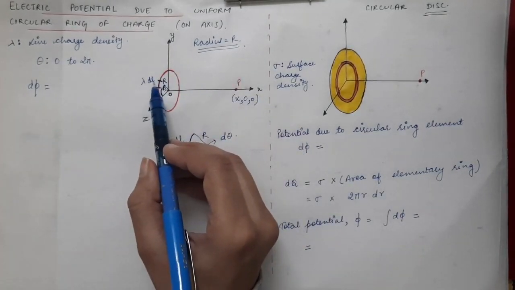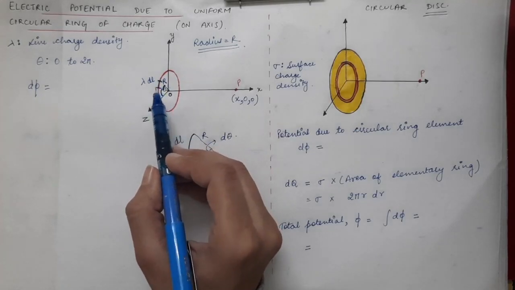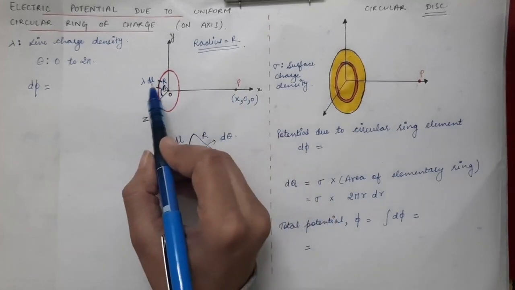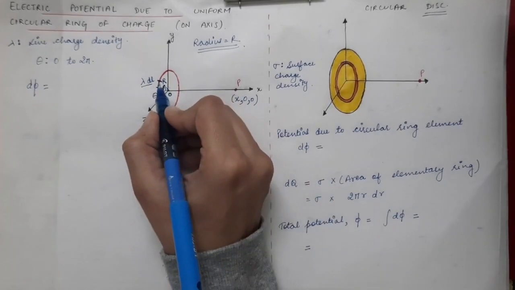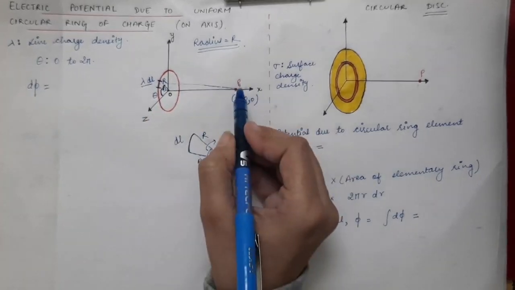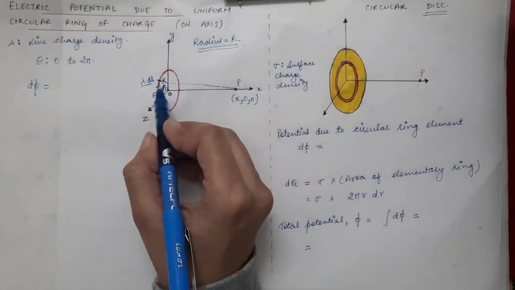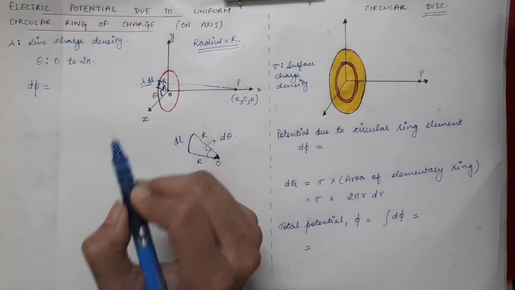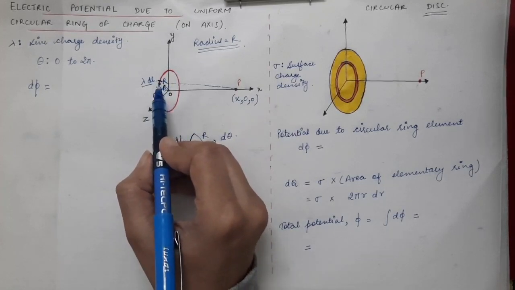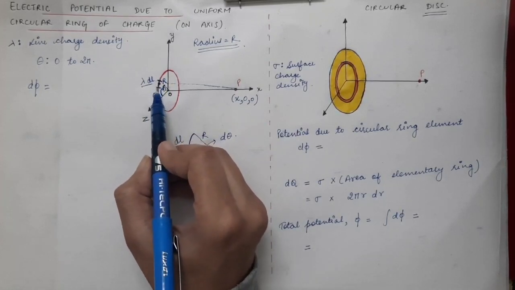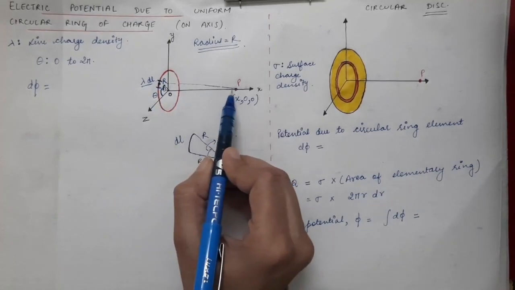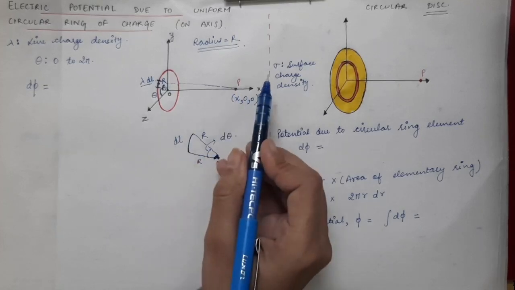So this is the amount of charge which is present on this line element which we have supposed. To find the potential at point P due to this amount of charge, we must know the distance of the observation point from the particular charge we are considering. We are just considering this small amount of charge on the circumference, so we need its distance from the observation point to find the potential.